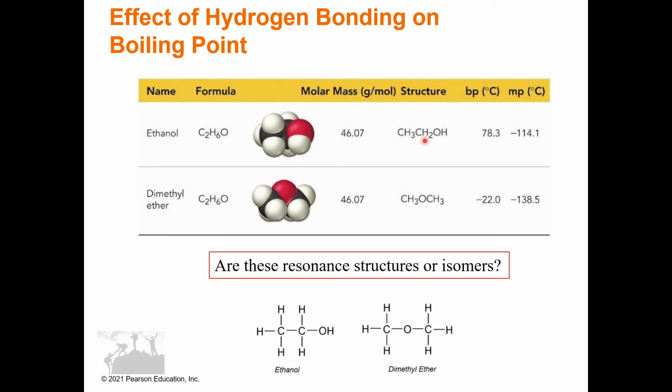So ethanol can exhibit hydrogen bonding, dipole-dipole, and London dispersion forces. Dimethyl ether can exhibit London dispersion and dipole-dipole. That's it. If we take a closer look at the Lewis structure, you can see that, yeah, there is an oxygen, there are hydrogens, but they are not directly bonded with the oxygen. Ethanol exhibits hydrogen bonding because the oxygen is directly bonded to a hydrogen.